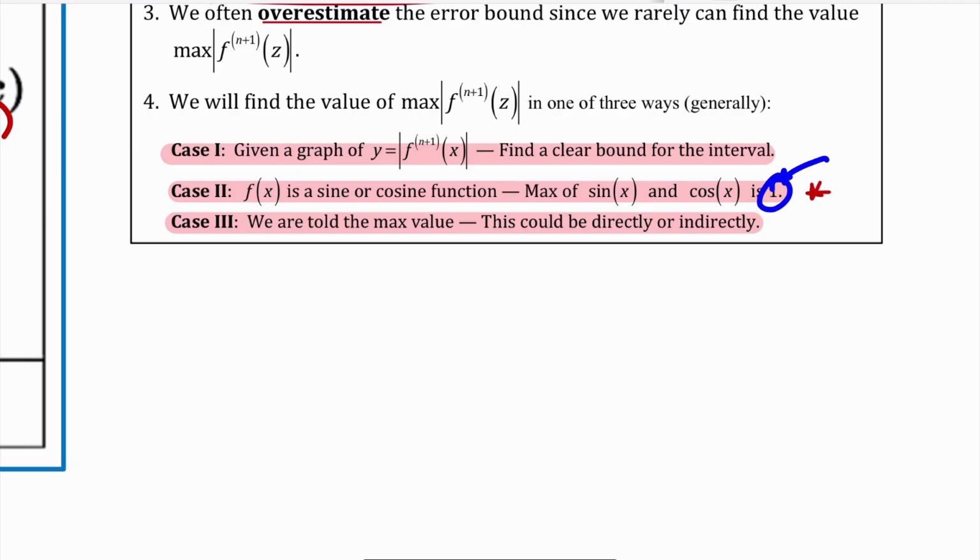Because the sine and the cosine max out at 1, they allow you to use that. So you're going to use 1 for the College Board. College professors, it's anybody's guess.